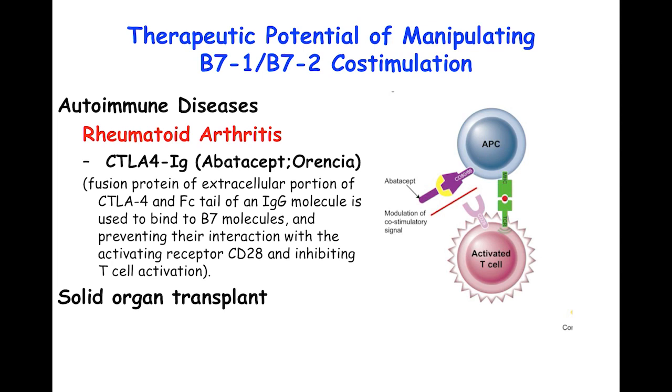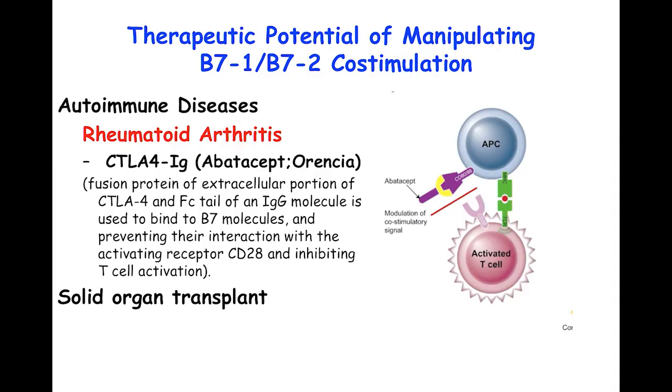And this is a fusion protein of the extracellular domain of CTLA-4 and the Fc tail of an IgG molecule. So this is abatacept, or Orencia, that is used to treat rheumatoid arthritis, and this is also used in solid organ transplant. The idea here is that the abatacept molecule is able to bind to the B7 molecules and compete, so CD28 can no longer engage these B7 molecules and this prevents T cell activation.